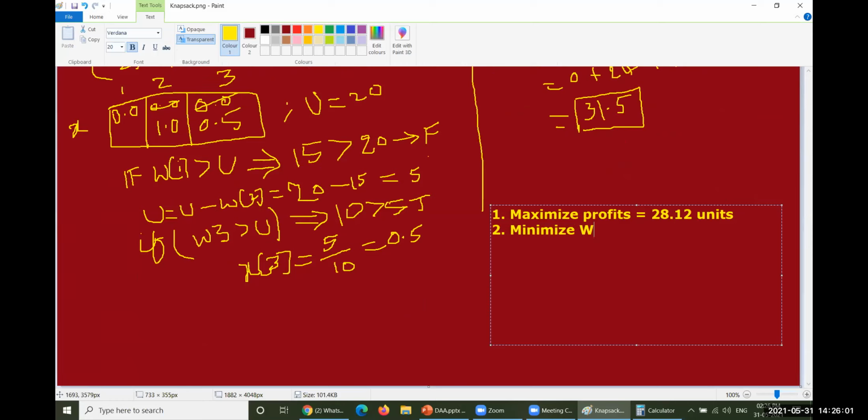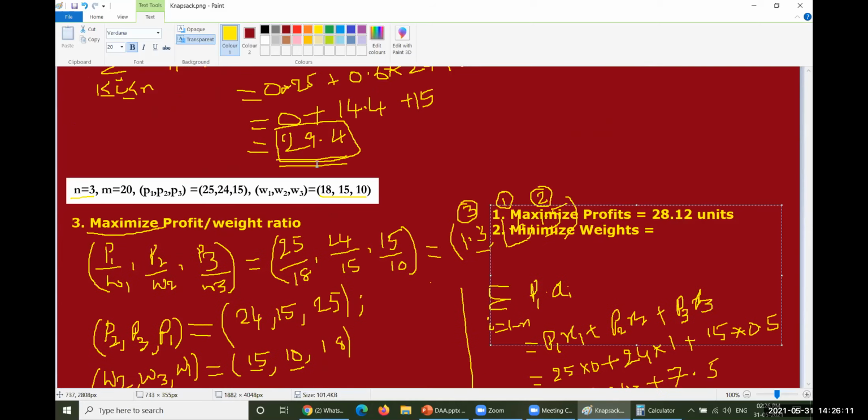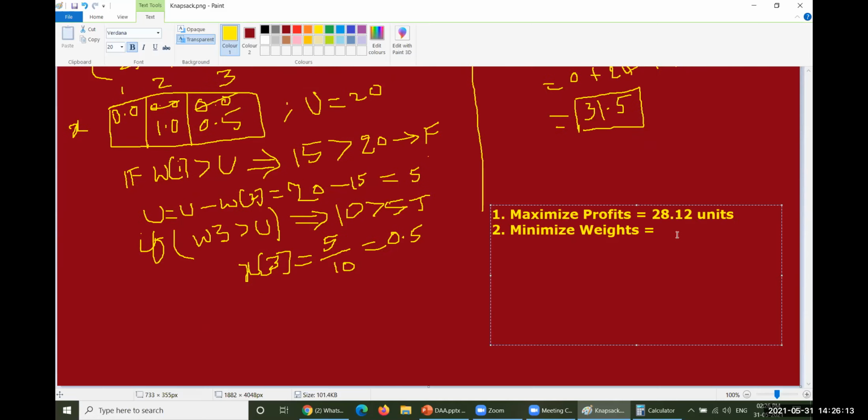minimize weights. If you take minimize weights, what is the profit you got if you place the minimize weights into, I think here, that is 29.4 units of profit has been acquired. And the third one is maximize profit for weight ratio. If you take this particular thing, what is the output here?